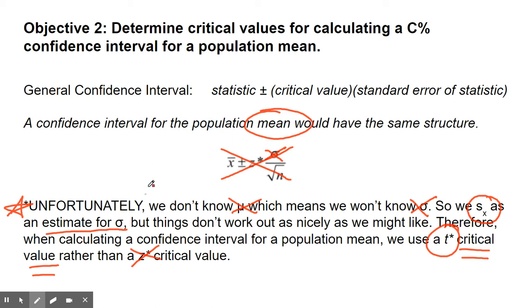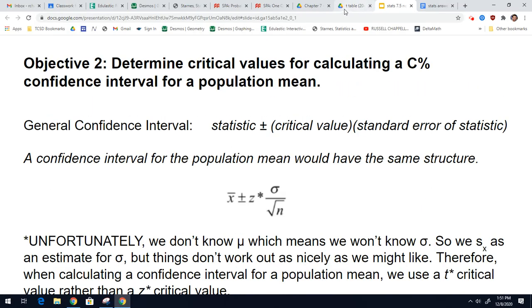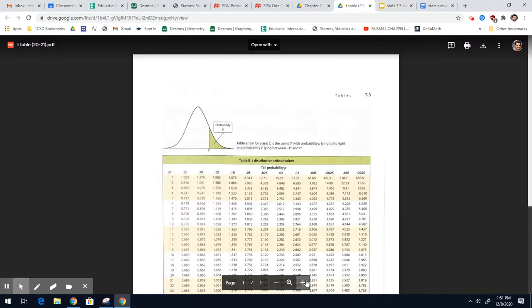Okay. Now, t star has its own table. We don't have a stats applet like we do to find z stars. We have to use a table. Let me show you what the table looks like right now. So that table is right here. So here's what it looks like.